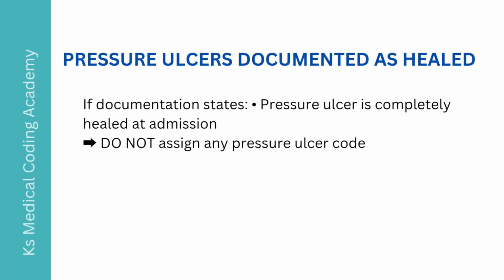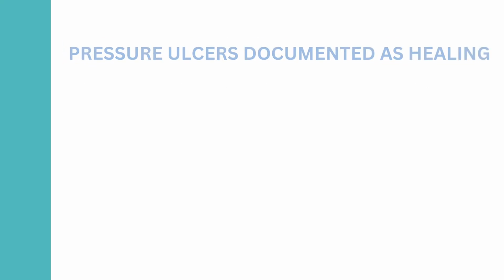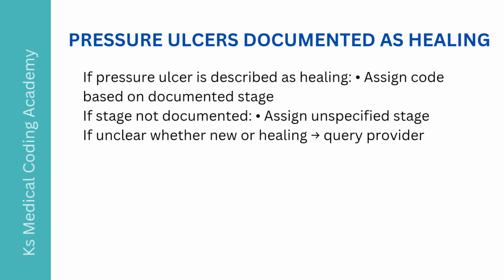Pressure ulcers documented as healed. If the provider documents that a pressure ulcer is completely healed at the time of admission, then do not assign any pressure ulcer code. This is a very common CPC exam trap. Pressure ulcers documented as healing. If a pressure ulcer is described as healing, assign a code based on the documented stage. If the stage is not documented, assign unspecified stage. If it is unclear whether the ulcer is new or healing, you must query the provider.